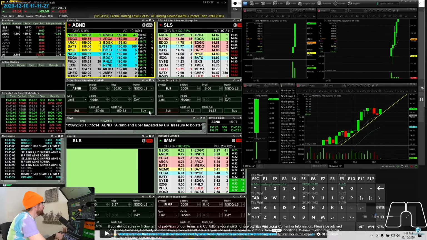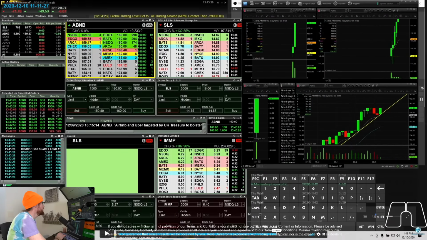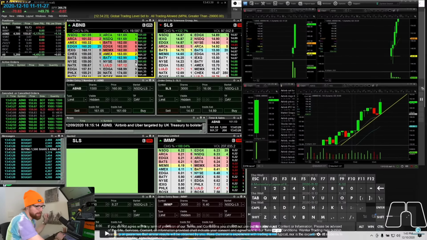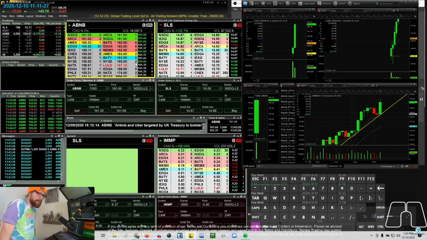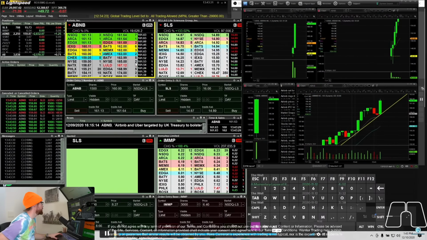Now, a technical level here is that this is holding ascending support right here. Holding ascending support, I bought right there, and now I'm looking to add for the break through 160. I now have 4,500 shares. So that's over a $500,000 position on Airbnb. There's 160 on the ask. Immediately, look at that algo spike. It immediately breaks 160 and goes straight to 162. So that's $9,000 of profit on that trade.